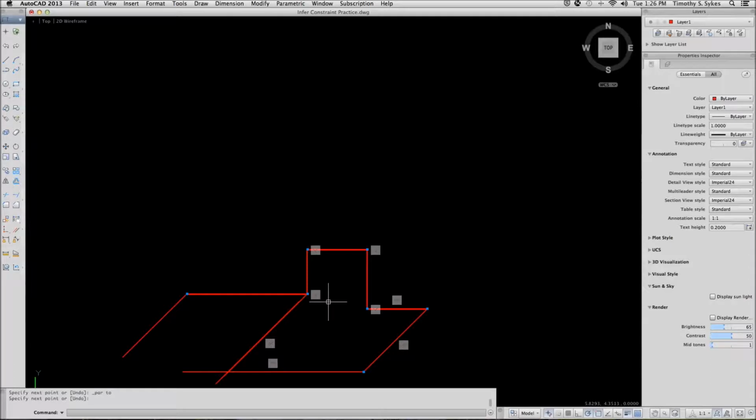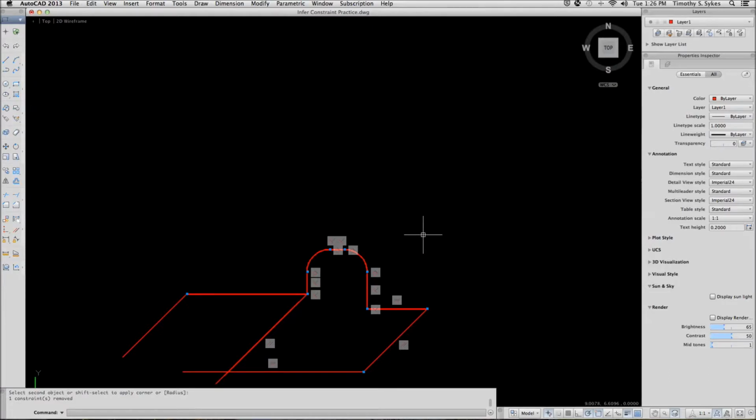Let's fillet these top lines. Enter the fillet command. We'll give it a radius of 0.75 and I will fillet these lines like so. I'll repeat it. Fillet these lines. Again, with my inferred constraints on, AutoCAD has established new constraints. In this case, it has made the lines tangent to the arcs, to the fillets.